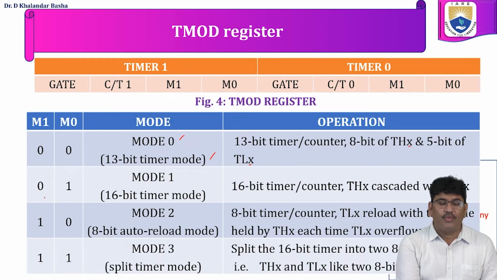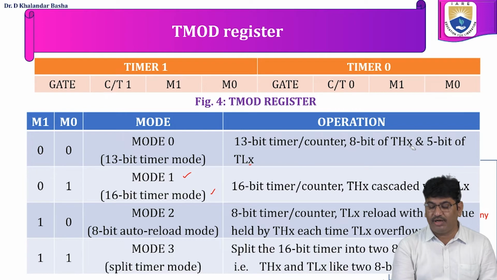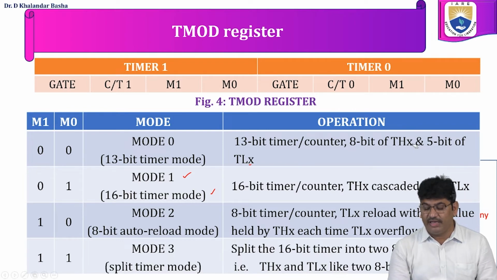The next mode of operation is by configuring M1, M0 as 01, which is mode 1, a 16-bit timer. In this 16-bit timer, both THX as well as TLX combine for placing the 16-bit count into the registers. For timer 1, we use TH1 and TL1. For timer 0, we use TH0 and TL0.